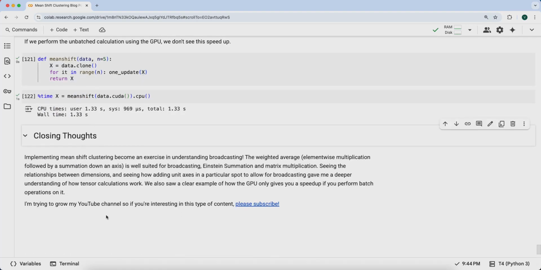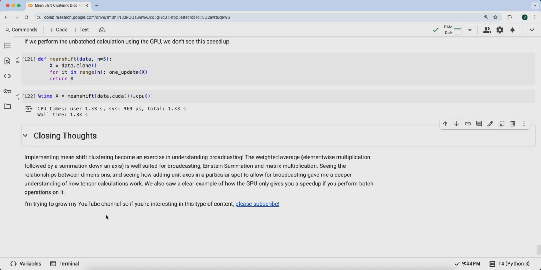So that is it for this video. This quickly turned into a broadcasting exercise, and the most time I spent preparing this blog post and video was in creating those visuals and really understanding how those different shapes interact with each other to allow broadcasting to happen, and what they actually mean. What corresponds to the first batch, what corresponds to the first coordinate pair in big X, what corresponds to the first weight, and so on and so forth.